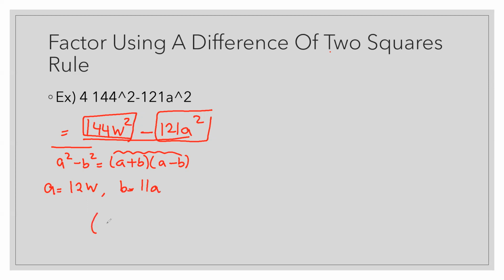Okay, now just make it look like the right. So it's a plus b, so that's 12w plus 11a. And then it's a minus b, so that's 12w minus 11a.